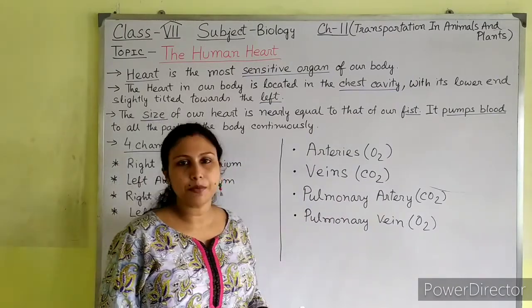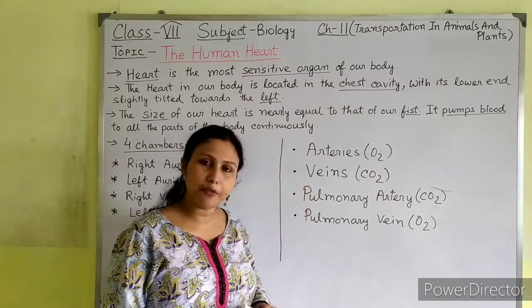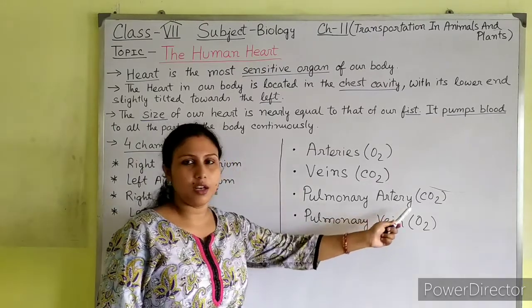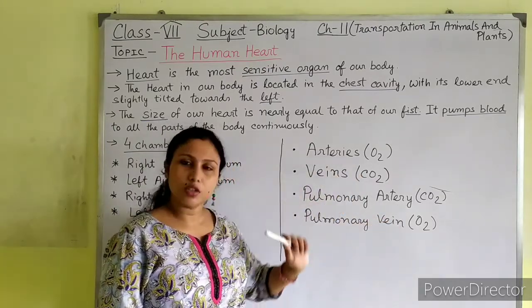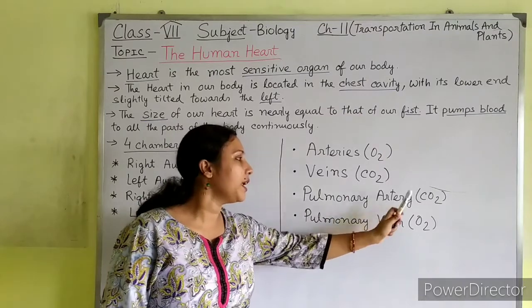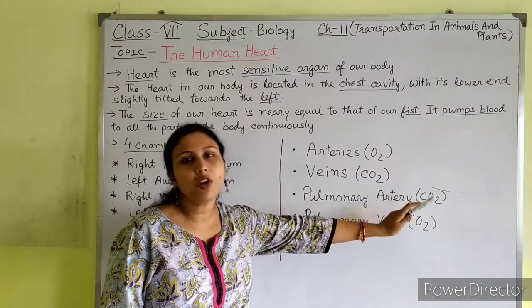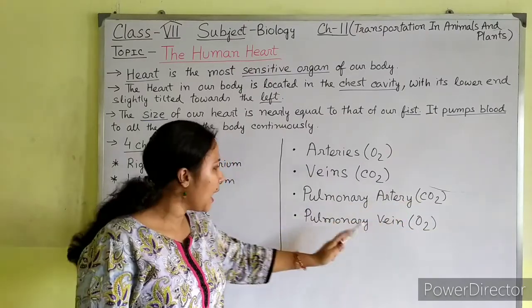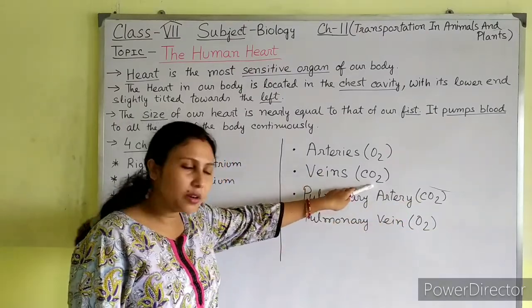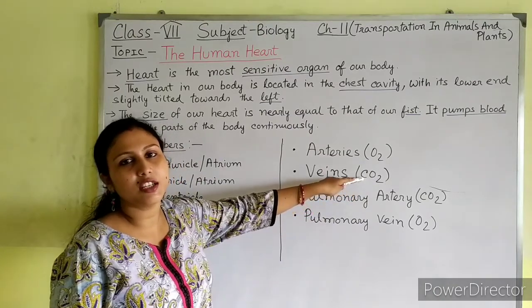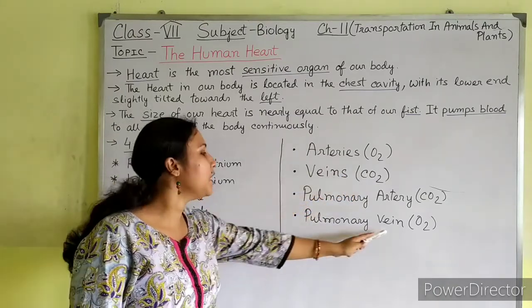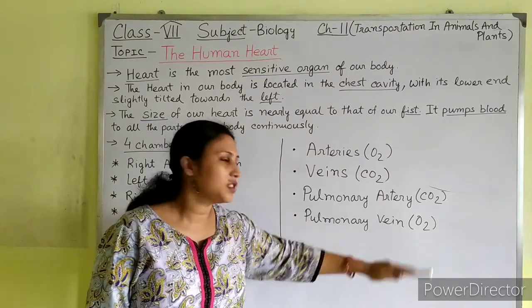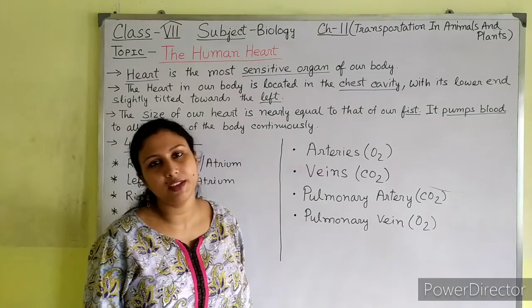But there is an exception in case of both artery and vein. The pulmonary artery, though an artery, carries carbon dioxide rich blood, that is deoxygenated blood. And though veins carry deoxygenated blood, the pulmonary vein carries oxygenated blood or oxygen rich blood. So you should remember these things.